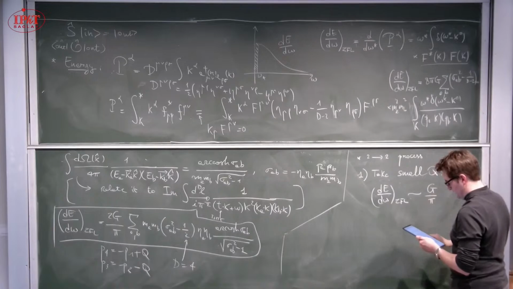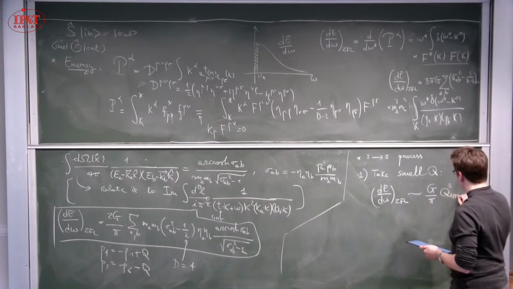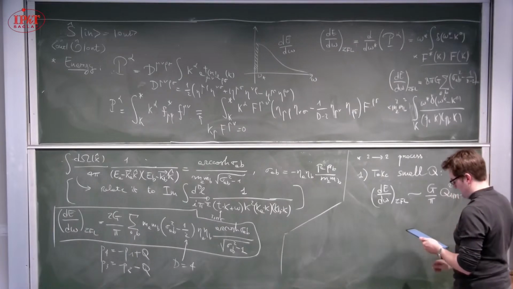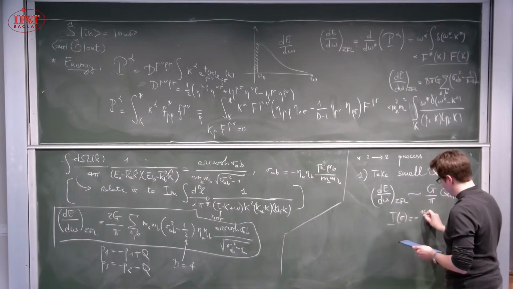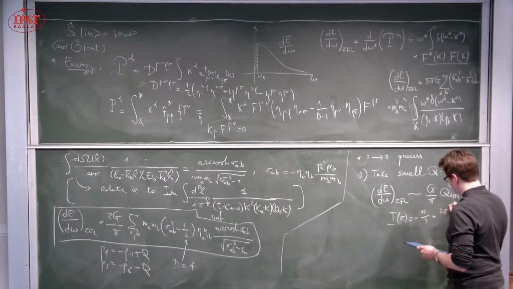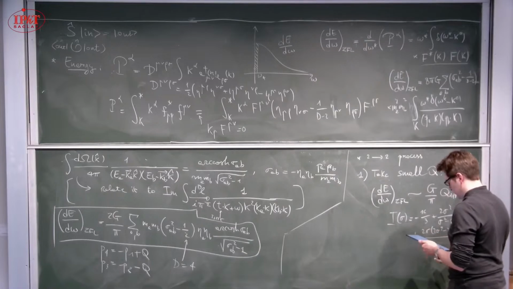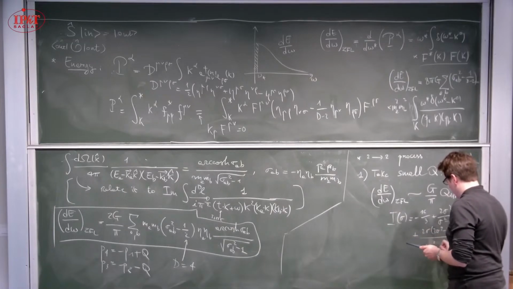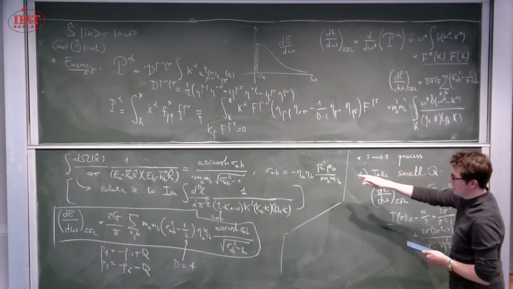G over pi c squared (1 ± ...), and then there is a function calligraphic I of sigma. Let me rewrite it just for completeness. We already saw it a couple of lectures ago, I think. Plus 2 sigma, 2 sigma squared minus 3, sigma squared minus 1 to 3/2, half cos of sigma, where sigma is sigma 1, 2, right?